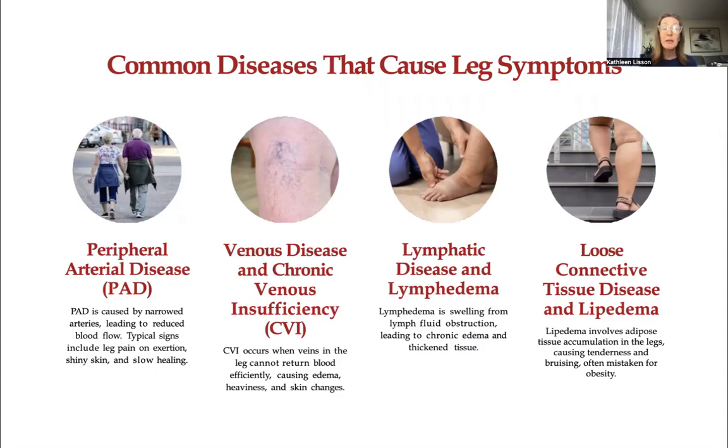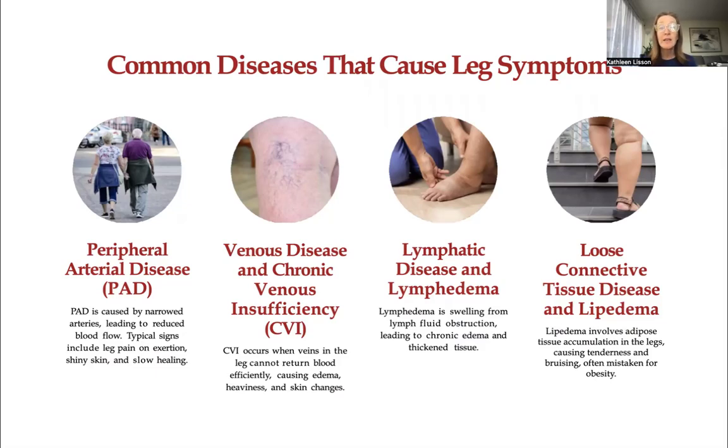So typical signs would be their legs feel okay, but then when they exert, when they're doing exercise, when they're walking, that's when the pain really happens. And it can be called intermittent claudication. They may also have shiny skin. They may have hairless skin. This is because of a lack of blood flow to the leg. And they may find that if they do have a cut on their lower limb, there is slower healing, again, because not as much blood is able to get into the area because their arteries are narrowed, and that is leading to reduced blood flow.